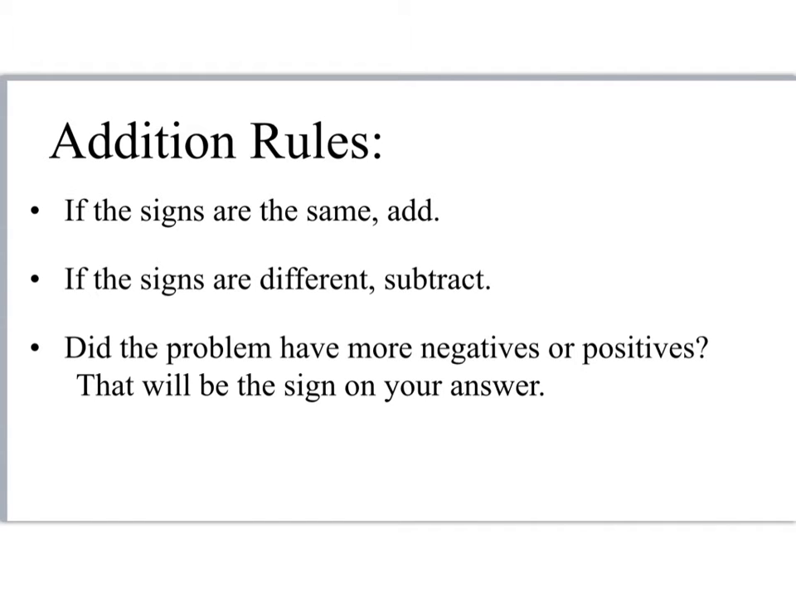Addition rules. If the signs are the same, you're going to be adding. I don't care if the two numbers are positive or the two numbers are negative. If the signs are the same, you're going to be adding. Here's an example. 2 plus 4 equals 6. Positive 2 plus positive 4 is positive 6. And negative 2 plus negative 4 is negative 6. The signs are the same. Your answer is going to have that sign.